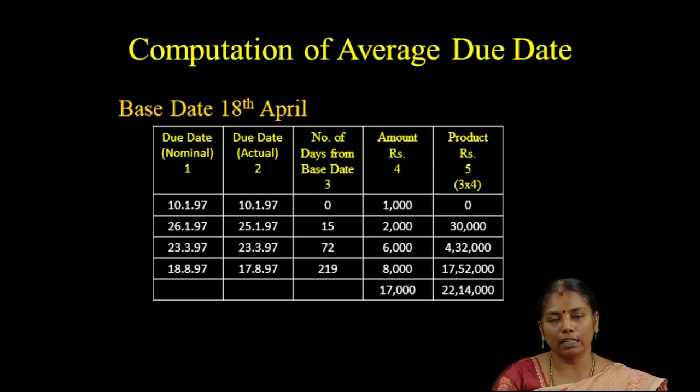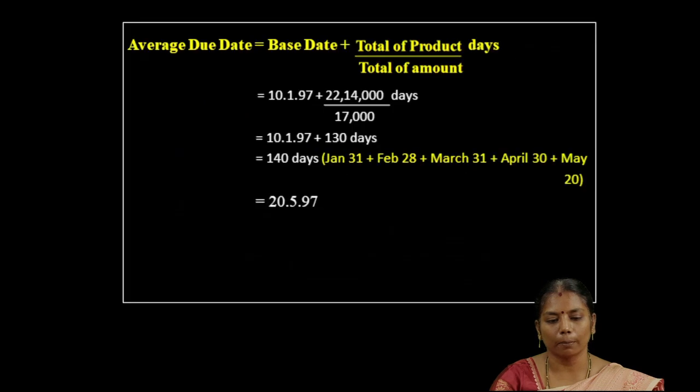Next due date is 18/8/97. This day comes under Sunday, so we have to consider the previous date as the due date. So the date will be 17/8/97. From 18th April to 17/8/97, the number of days will be 219. So the product will be 17,52,000. The total product amount is 22,14,000 and the amount column total is 17,000. Now we are going to calculate the average due date.